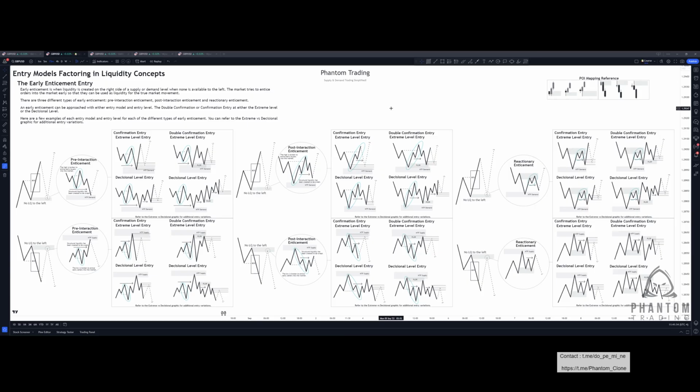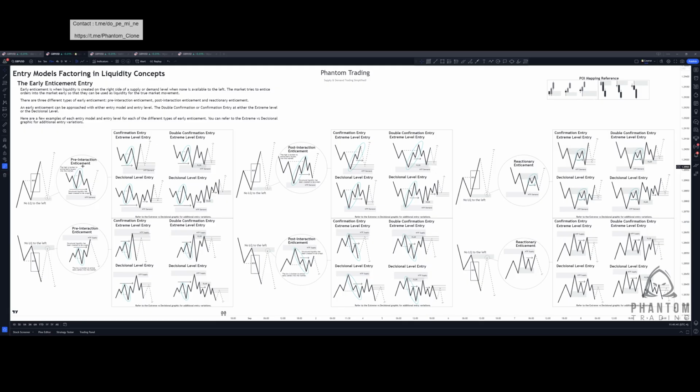The market tries to entice orders into the market early so that they can be used as liquidity for the true market movement. And as we can see, there are three different types of early enticement: the pre-interaction enticement, the post-interaction enticement, and the reactionary enticement. And we have two examples of a demand zone with no liquidity built to the left and a supply zone with no liquidity built to the left. So we're anticipating that liquidity is built to the right in the form of early enticement.